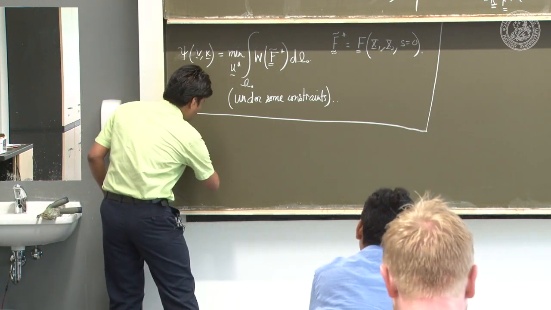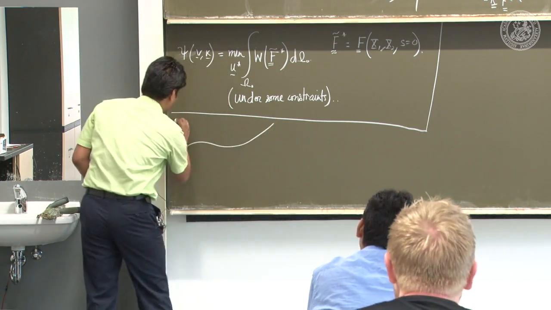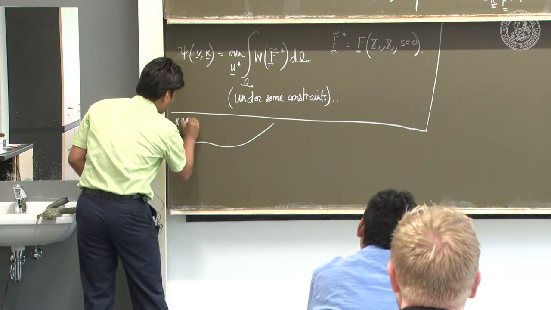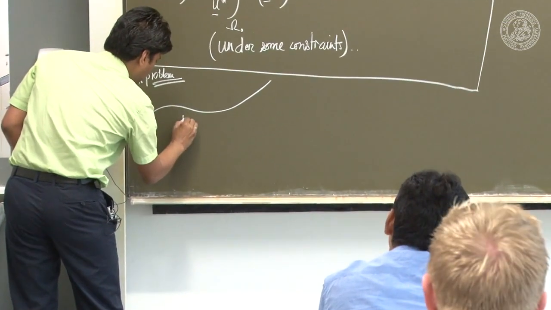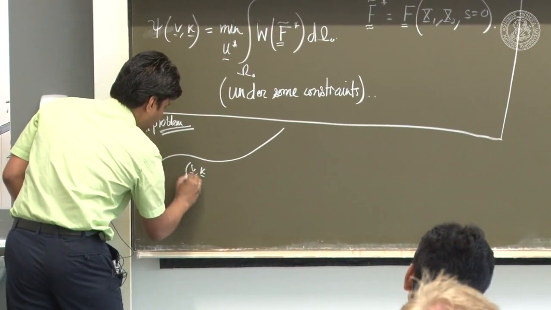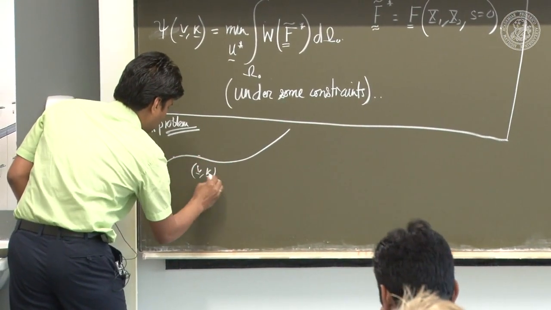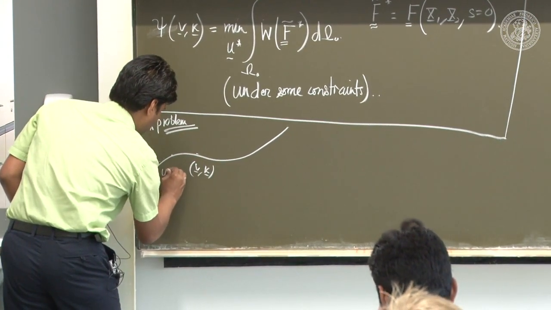All right. So again, we are going to solve the star problem, which has the same v and k everywhere. So, it has uniform v and k.